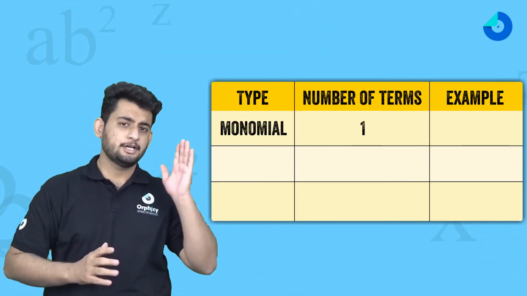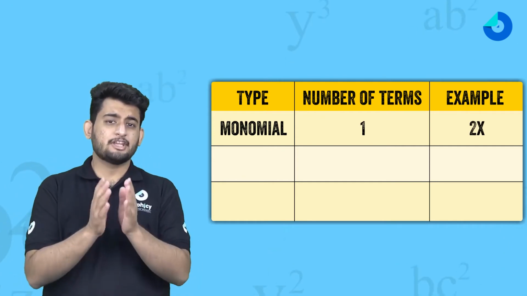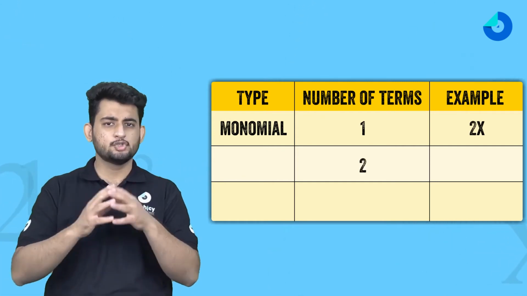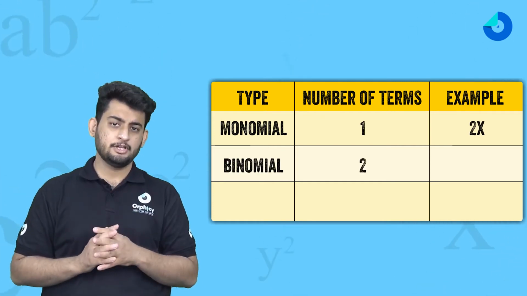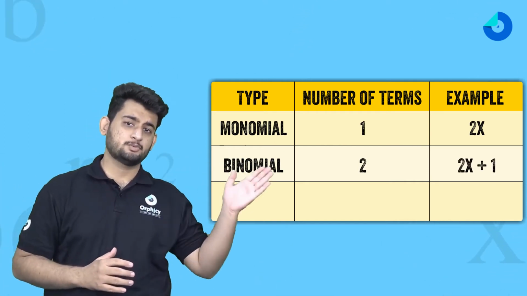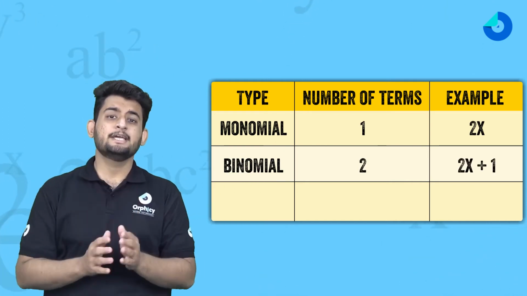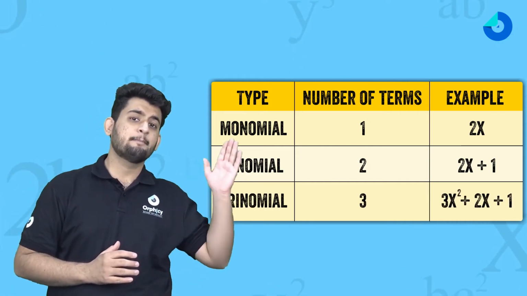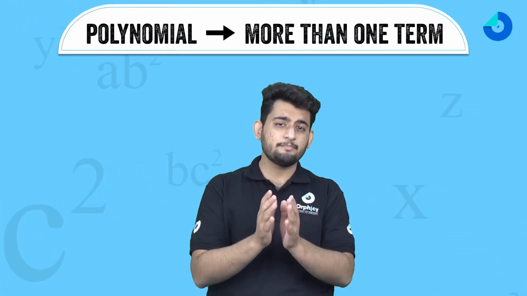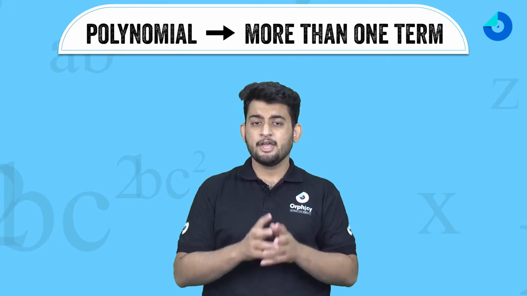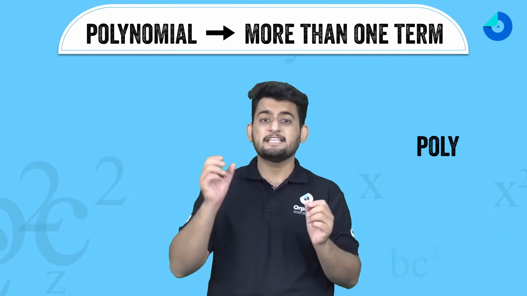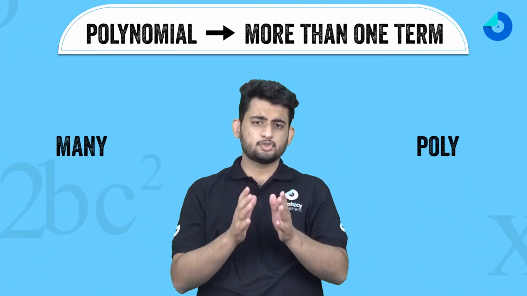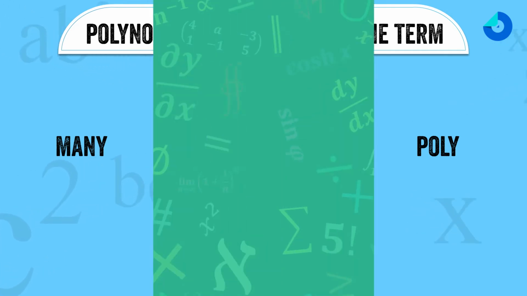For example, 2x. If the number of terms in an expression is 2, it's called a binomial. For example, 2x plus 1. Similarly, we have a trinomial 3x square plus 2x plus 1. In fact, any algebraic expression which has more than one term is called a polynomial. Here, the word poly means many. Let's do a small exercise.